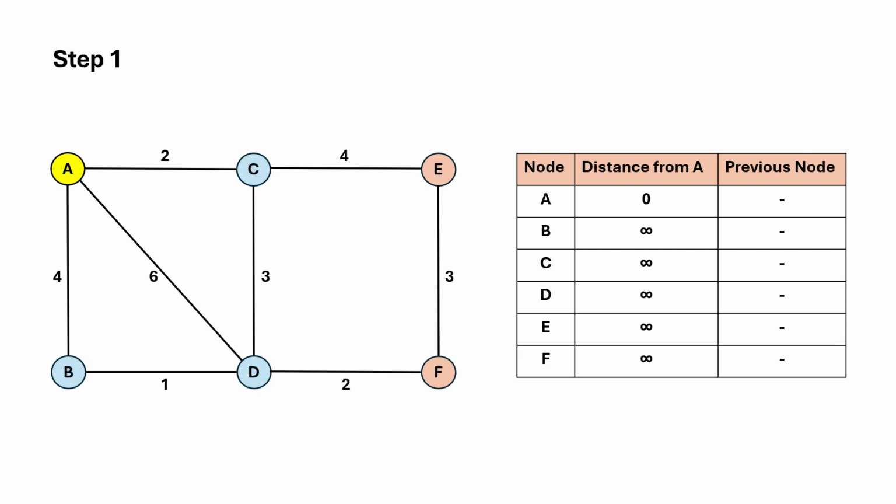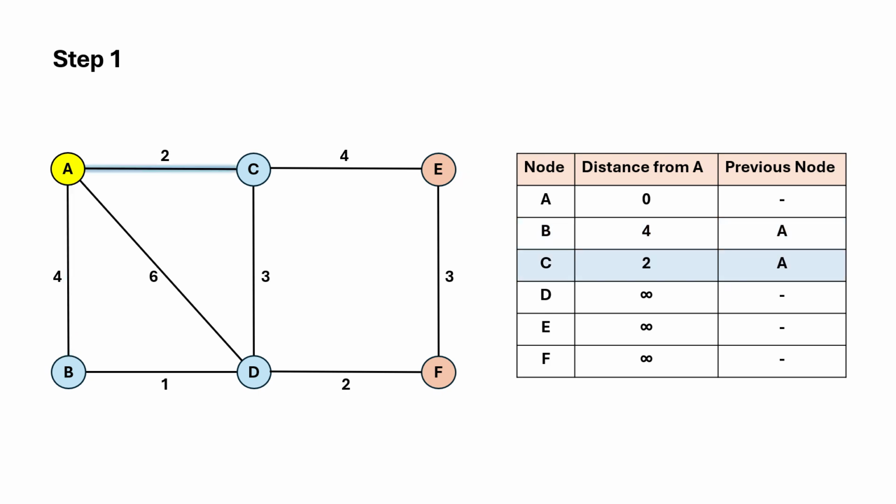Now step 1. We start from our source node A. When we visit A, we look at all of A's neighbors. A's neighbors are B, C, and D. So we calculate their distances and add them in our table. Distance to B through A is 0, that is distance to A in the table, plus 4. So that's 4. So we add that in the table by replacing infinity, and the previous node in this case would be A.